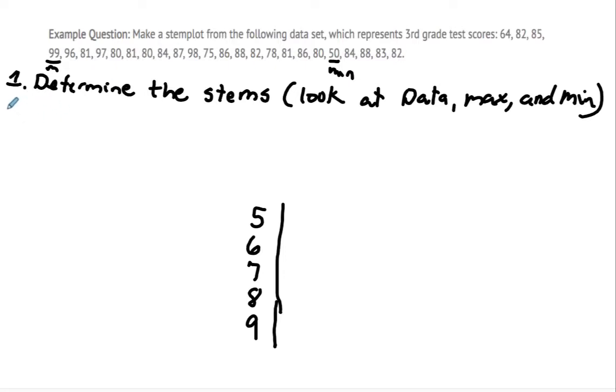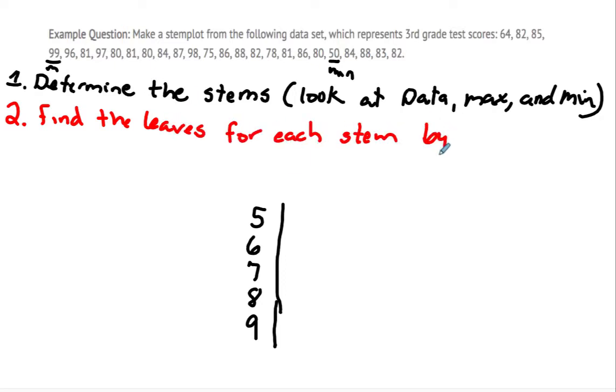Step 2, once we determine our stems, we need to transpose our raw data onto our stem plot. Now this is going to be the intermediate stem plot. We're just going to get our leaves put on here. So we're going to look at all the remaining digits of each data point, excluding the stem, and we're going to put it in a line with the stem that data goes with.